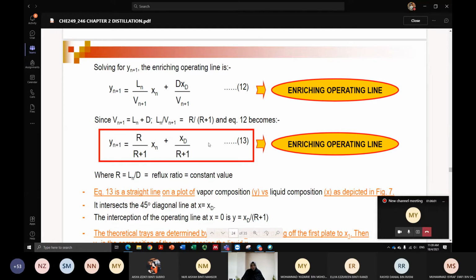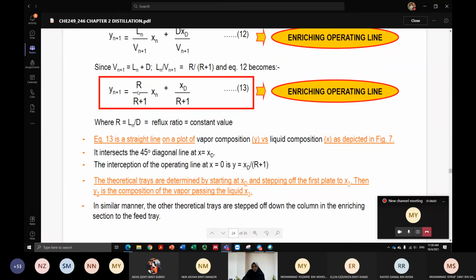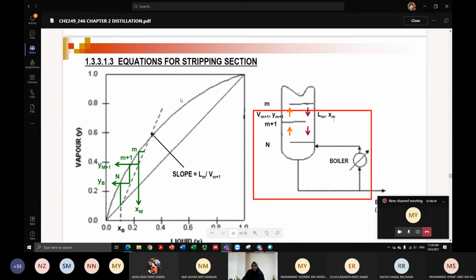Okay, so by looking at this, you're going to have a straight line form. This is your gradient, and this is your Y-intercept. Okay, all right. So how to draw?